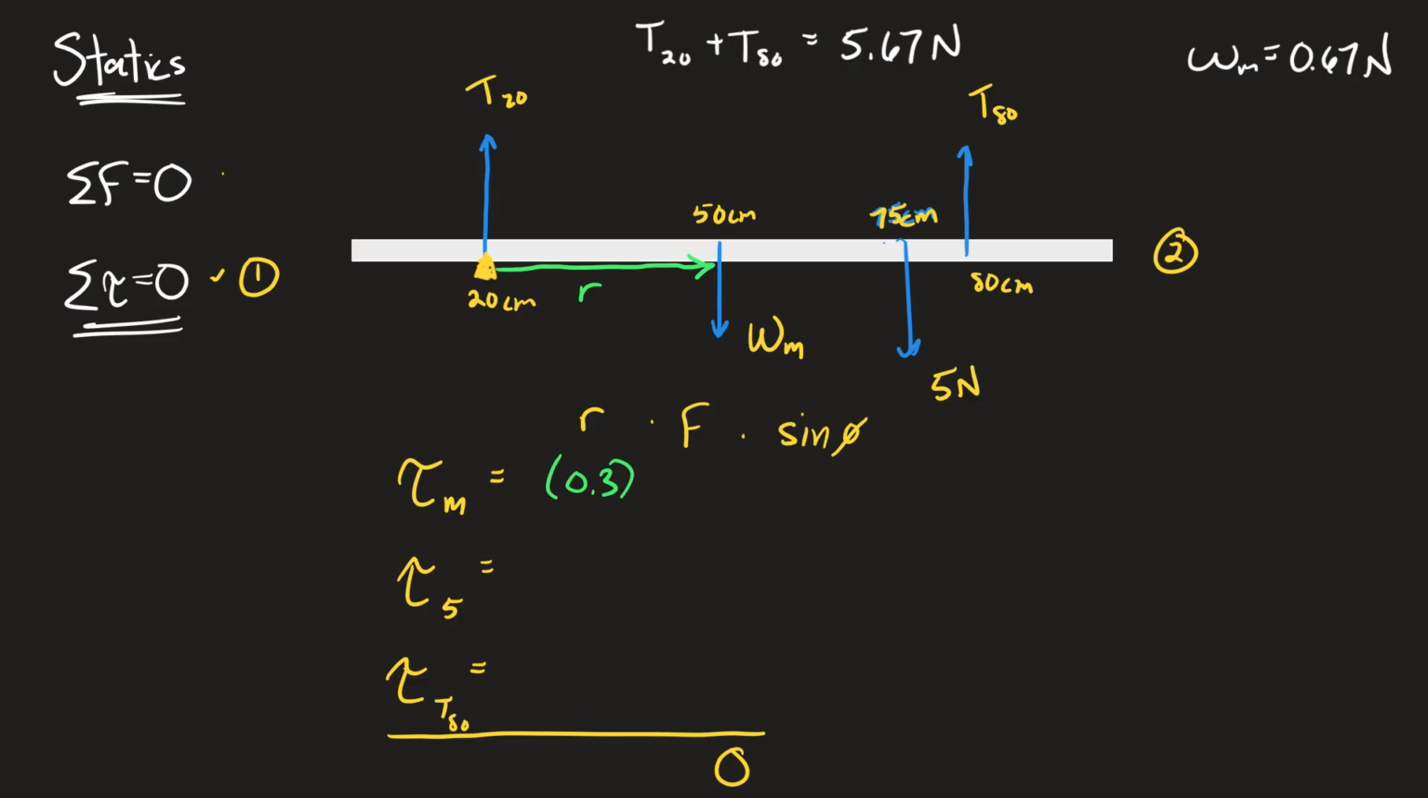Next, I have my force that's acting there. That's the weight of the meter stick, which we already measured to be 0.67. And then we have the angle. I think the angle is pretty obvious here, but in case it's not, this is the angle between the torque arm and the application of the force, which is 90 degrees. So I'm going to put sine of 90.